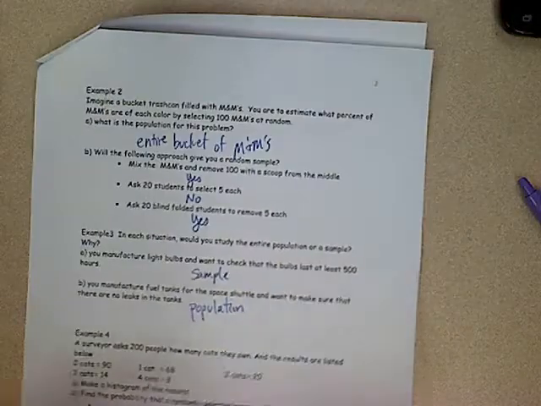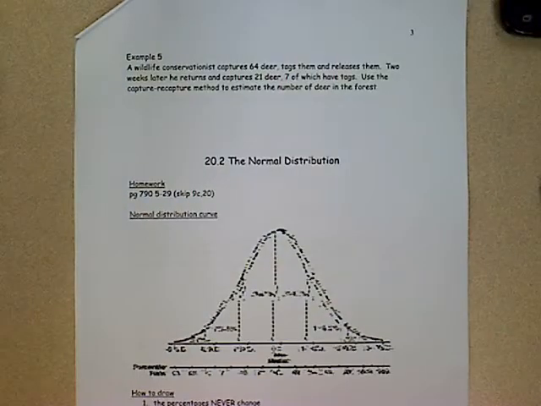Okay, last thing for this video, go ahead and turn one more page on to page 3. And this is that capture recapture method that I was talking about earlier. It says a wildlife conservationist captures 64 deer, tags them and releases them. 2 weeks later, he returns and captures 21 deer, 7 of which have tags. Use the capture recapture method to estimate the number of deer in the forest.